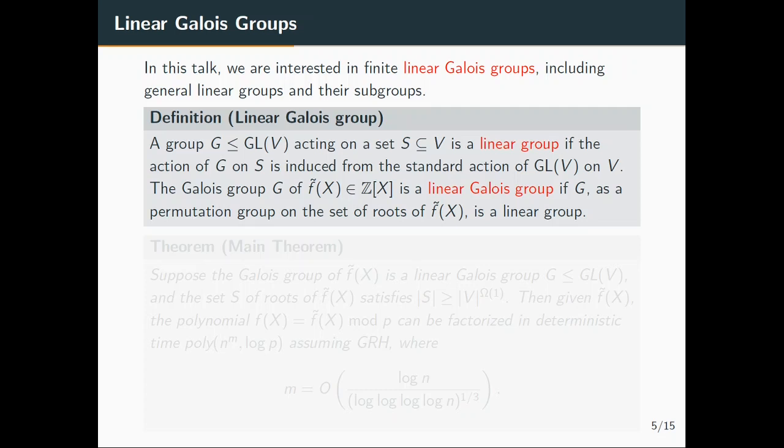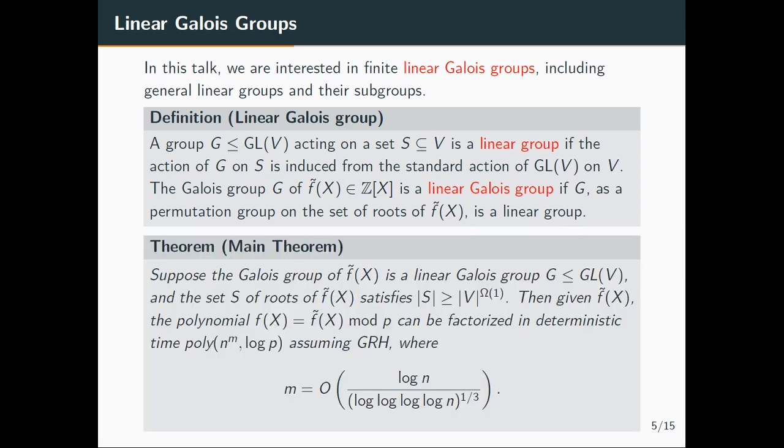Suppose V is a finite dimensional vector space defined over a finite field, and S is a subset of V, and G is a subgroup of the general linear group GL(V) acting on the set S. We say G is a linear group if its action on S is induced from the standard action of the general linear group on V. So a linear group is not just an abstract group, it's a permutation group on a set S. Now given the lifting polynomial f tilde, we say its Galois group G is a linear Galois group if this group, as a permutation group on the set of roots of f tilde, is a linear group.